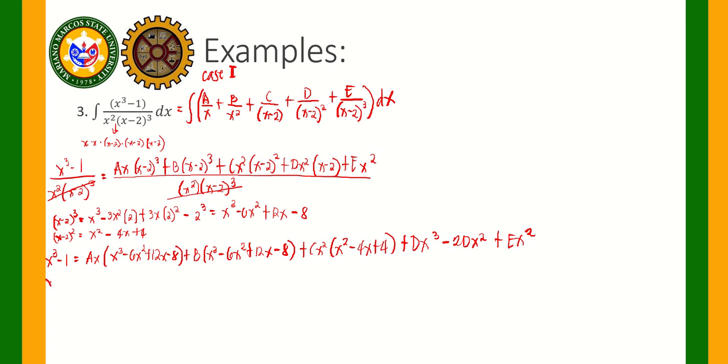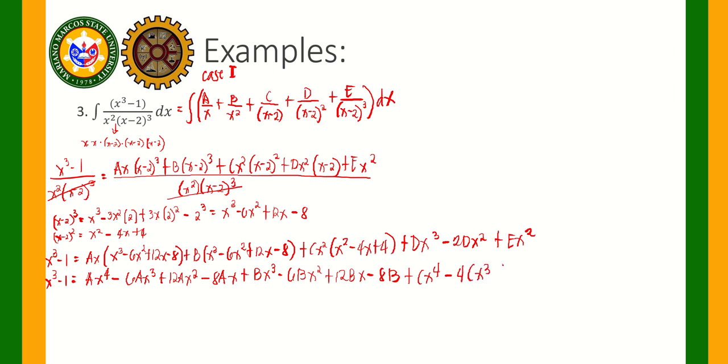Okay, so we distribute, we simplify further. This is equal to ax raised to 4 minus 6ax cubed plus 12ax squared and then minus 8ax plus bx cubed minus 6bx squared plus 12bx minus 8b. And then plus cx raised to 4 minus 4cx cubed plus 4cx squared. And then plus dx cubed minus 2dx squared plus ex squared.